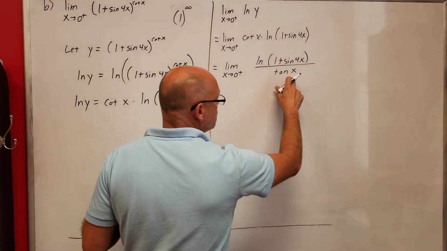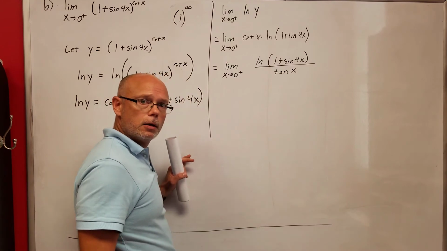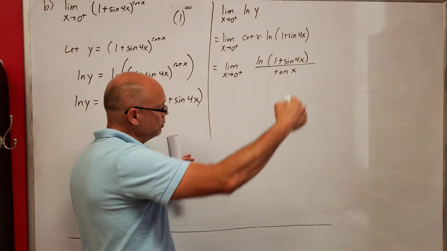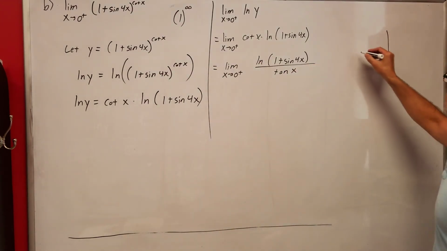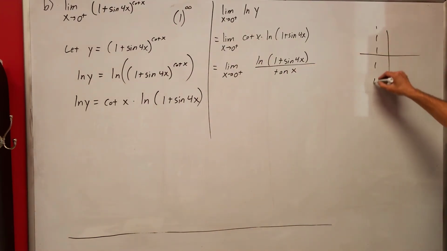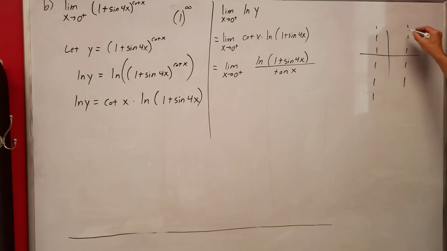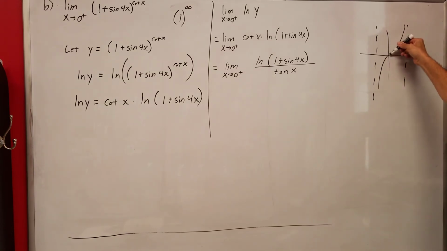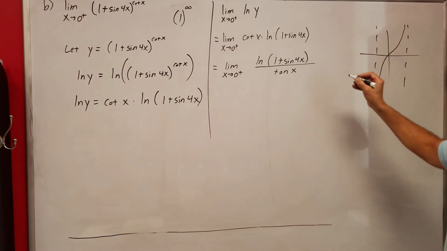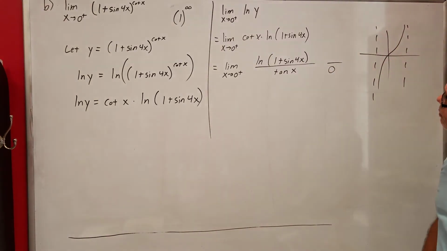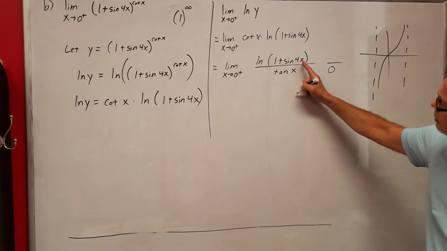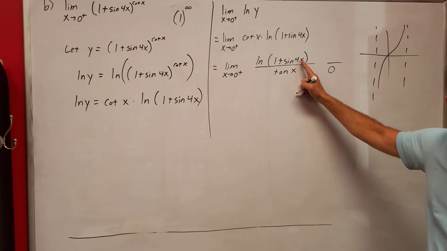As x approaches 0 from the right, what is my tangent function approach? Think about your tangent function. Looks like this, right? As I approach 0 from the right, the tangent function's approaching what? 0. So the bottom part is going towards 0. How about the top? As x approaches 0, I basically have the sine of 0.